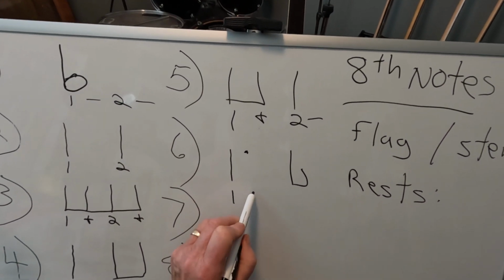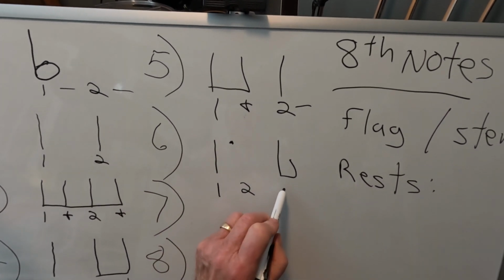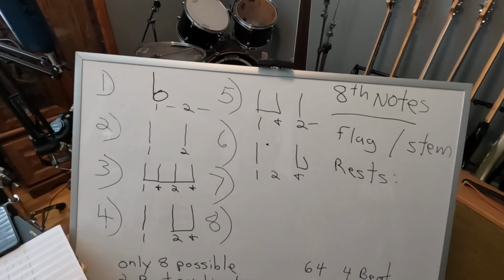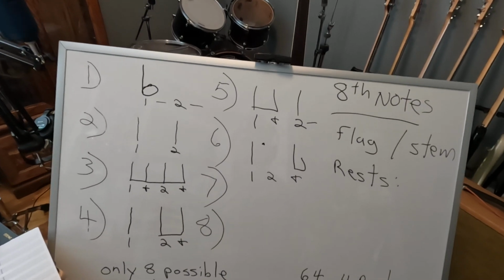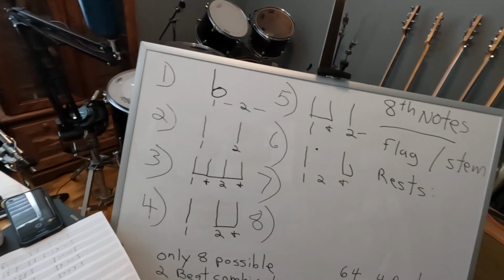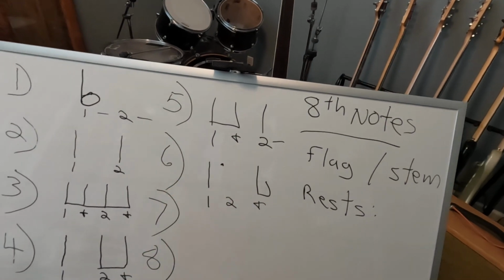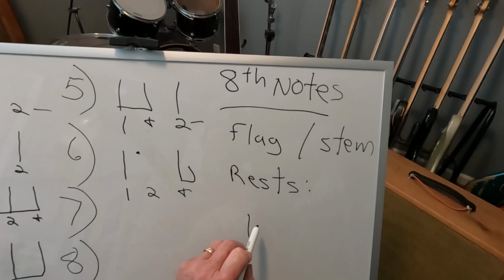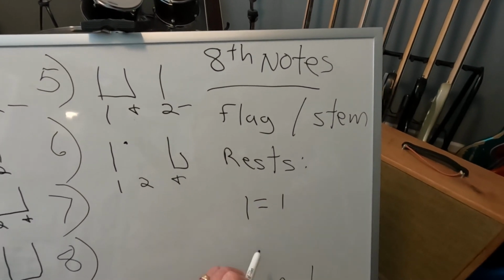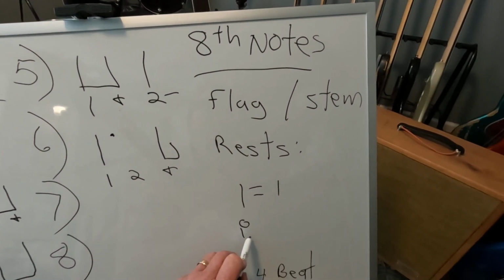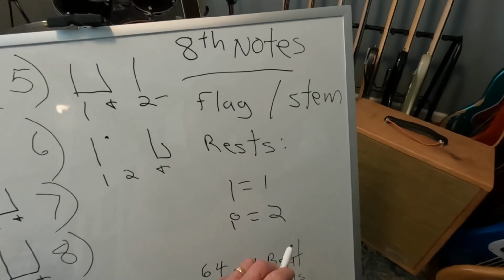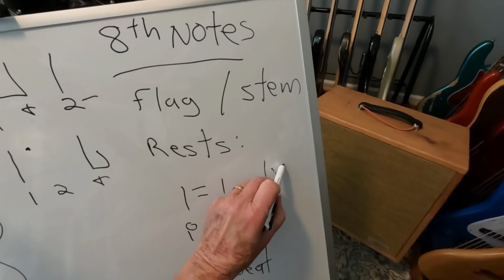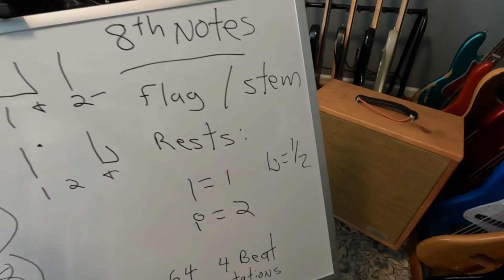1, 2, and 1 and 1, 2 and 1. 2 is absorbed in the dot. The dot lengthens the value by 1/2. So whereas a quarter note equals 1 beat, a half note equals 2 beats, an 8th note equals 1/2 of a beat.